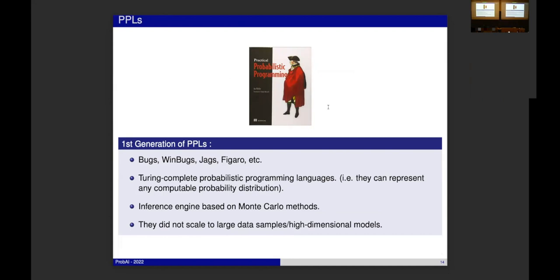So I'm going to give you a quick overview of the different PPLs, because PPLs have been an idea that has been around from the very beginning of the area. We have what we call the first generation of PPLs, which includes many different PPLs that were developed in the late 90s and early 2000s. All of them had the main focus of being very general, extremely general, to the point that they were able to represent any Turing-complete probabilistic model. Inference was based on Monte Carlo methods. The problem of these PPLs was that they didn't scale to large data samples and high-dimensional models. Suddenly the big data era arrived, and these PPLs were not able to deal with large quantities of data, nor with large models involving a large number of random variables.